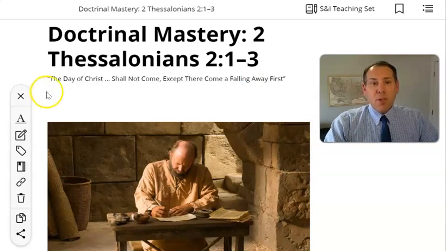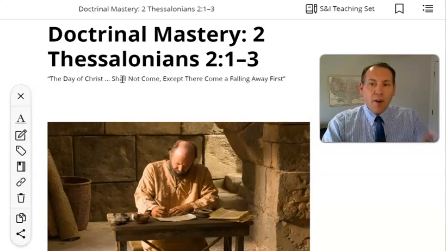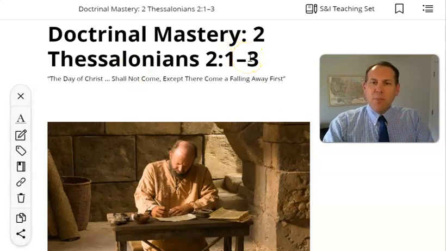Hey everyone, today we're looking at our Doctrinal Mastery 2nd Thessalonians lesson, which means you've already done the contextual lesson before. And so students have some basic understanding of what's taught in these verses, but today we're going to go a little bit deeper, we're going to apply.